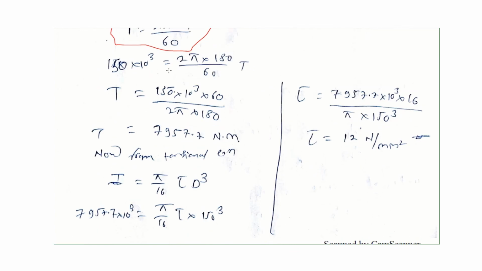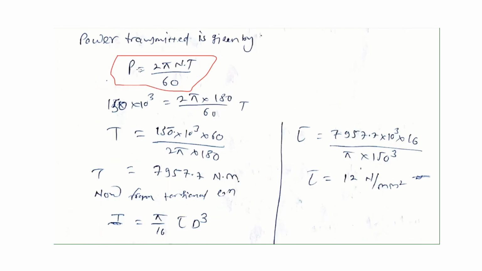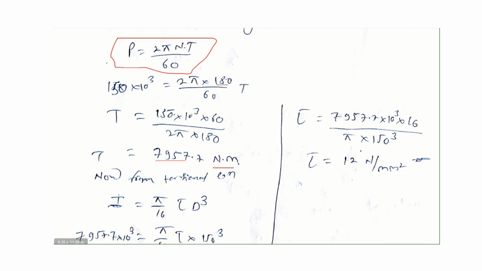We use this equation to find the torque transmitted by the shaft. We put the values of all terms. Power is 150 kilowatt, so in terms of watt, kilo is 10 to the power 3, and n is 180 rotations per minute, divided by 60, into T. So we find T from here. The torque is 7957.7 Newton meter.